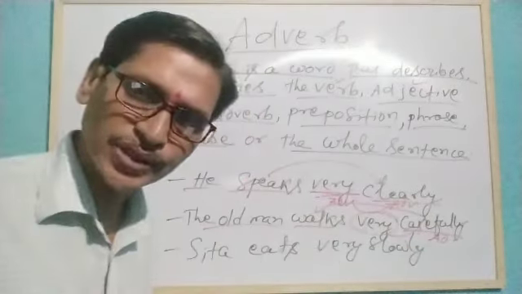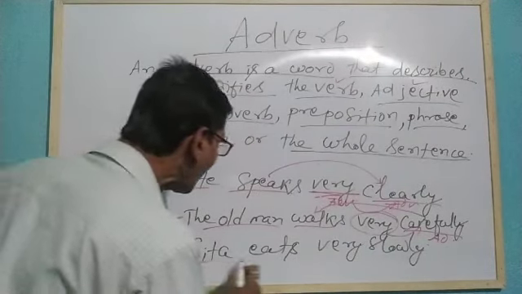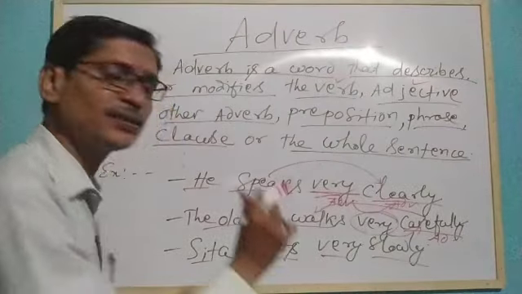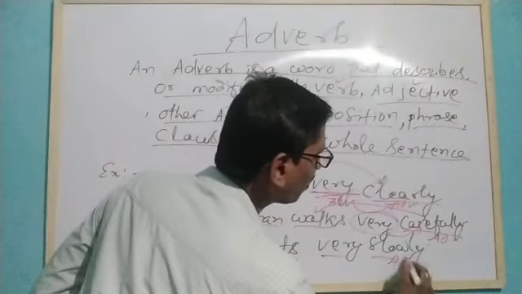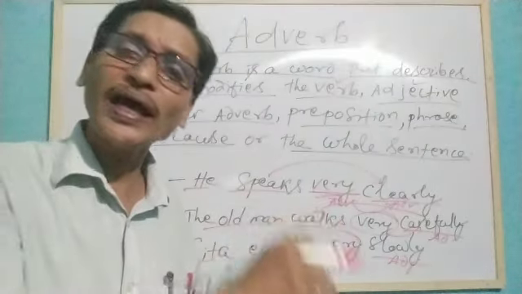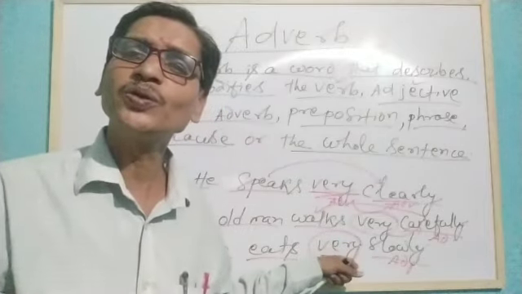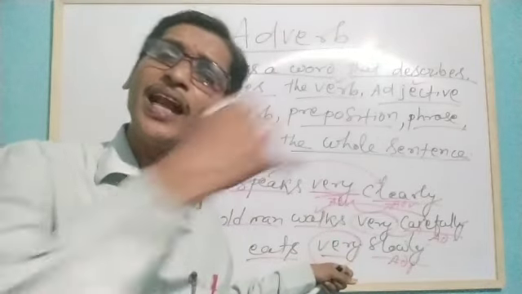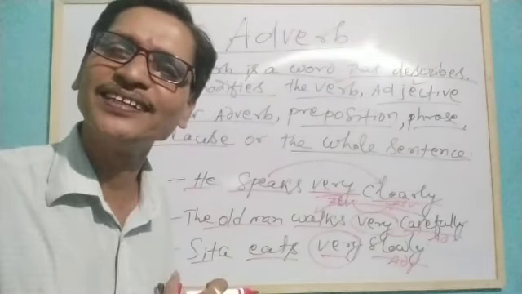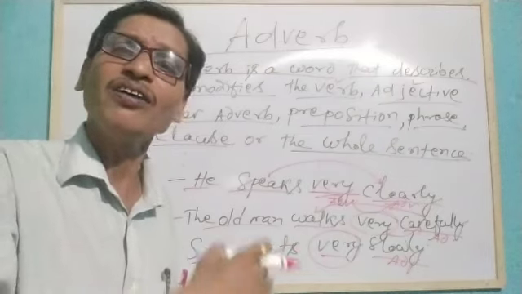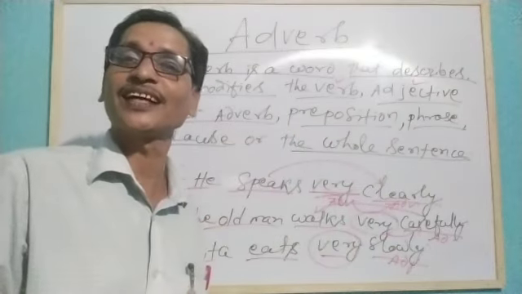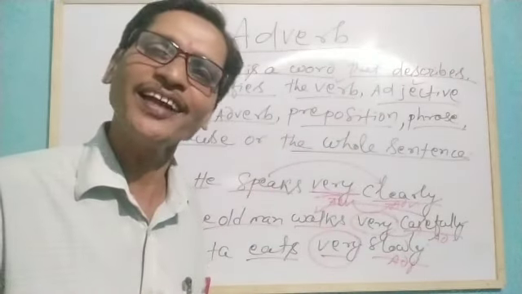Next is Sita eats very slowly. How does Sita eat? Sita eats slowly. This is an adverb. But here again we have used very to enhance the meaning of this adverb. So this is another adverb enhancing the meaning of other adverbs in our sentence, as you understood. Okay? Let's understand how some other words modify meaning and function as adverbs.